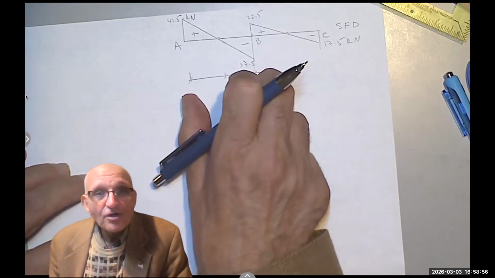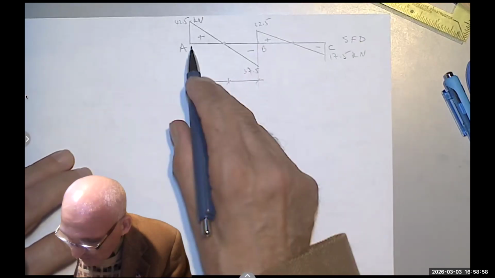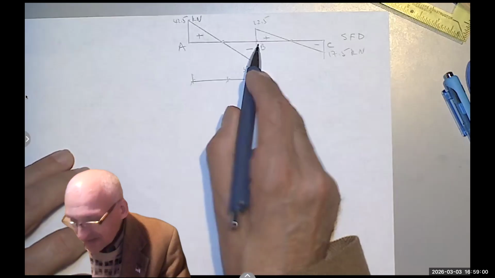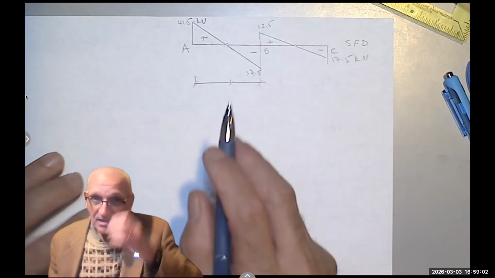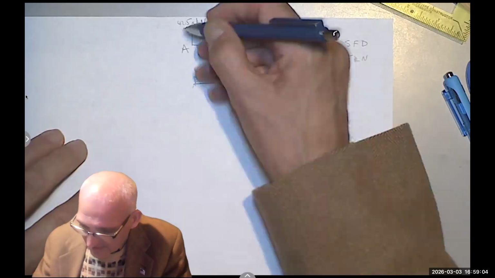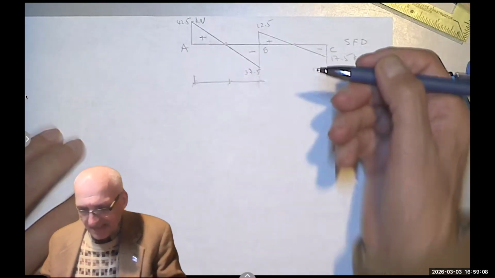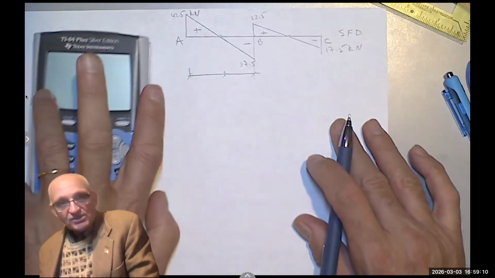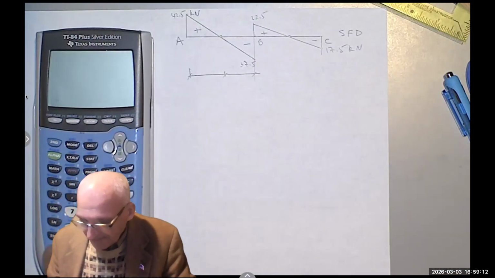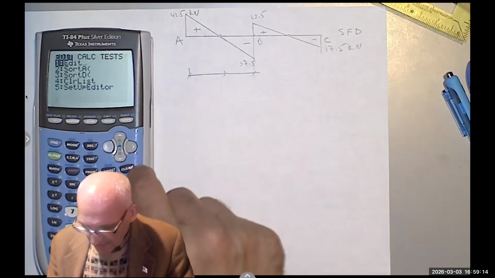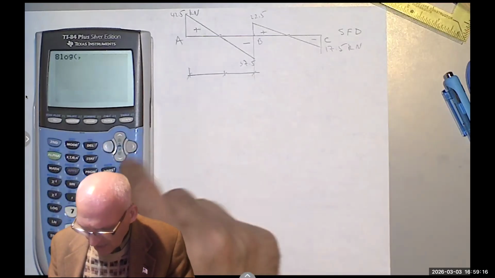They add up to 4. But the ratio of this to that, because these two triangles are similar, is the same as the ratio of this to that. So basically, you see how easy it is? I'm going to do it with a calculator.